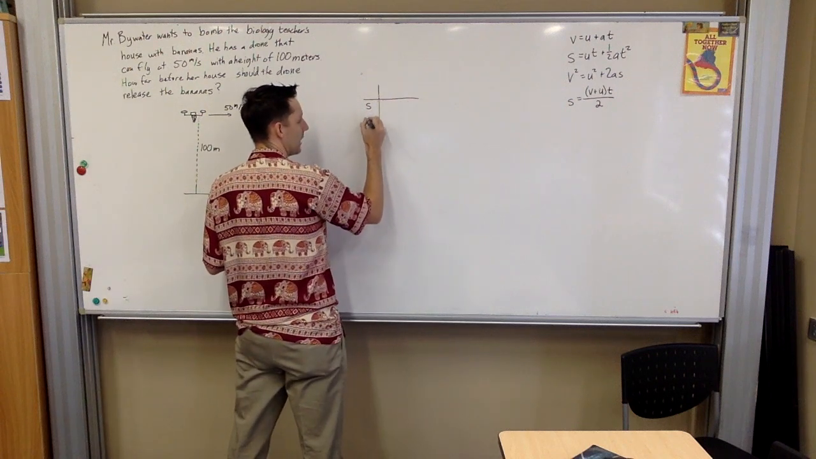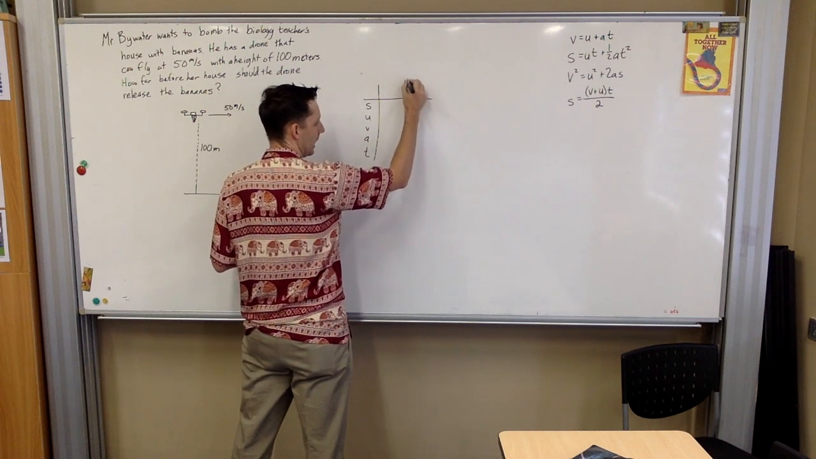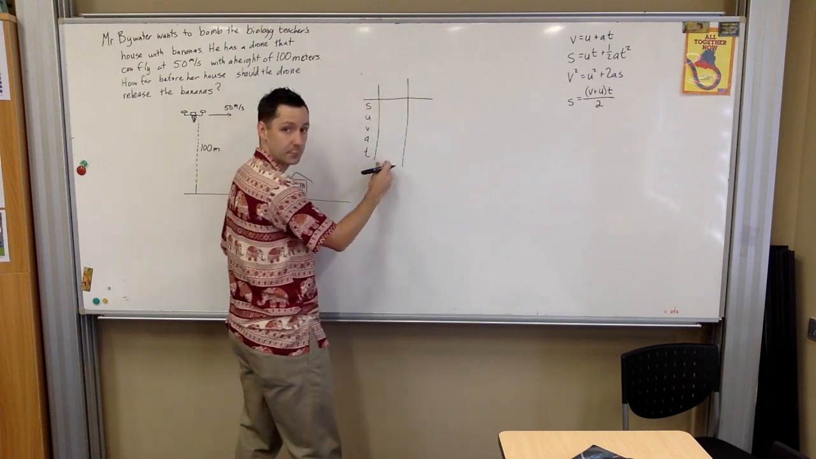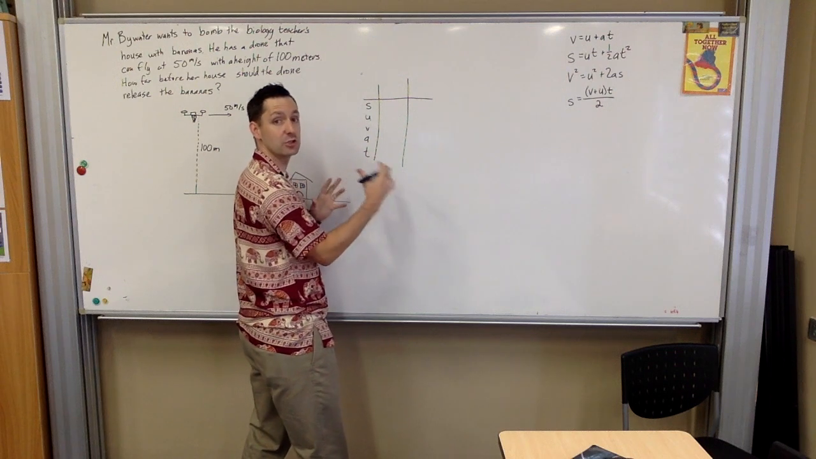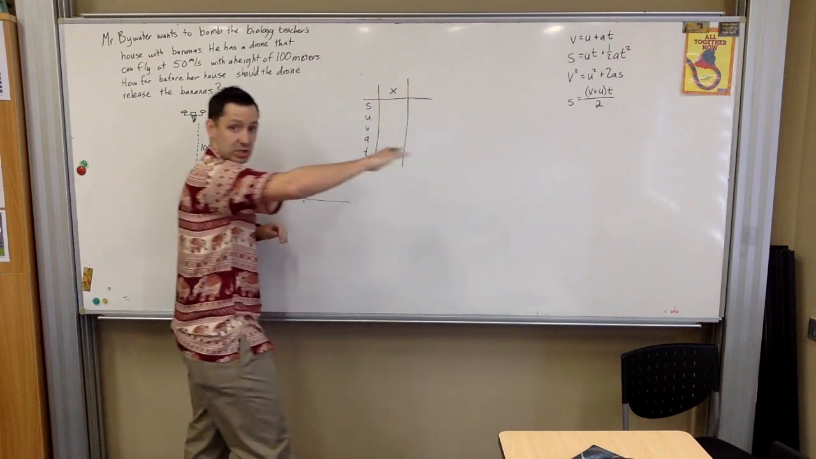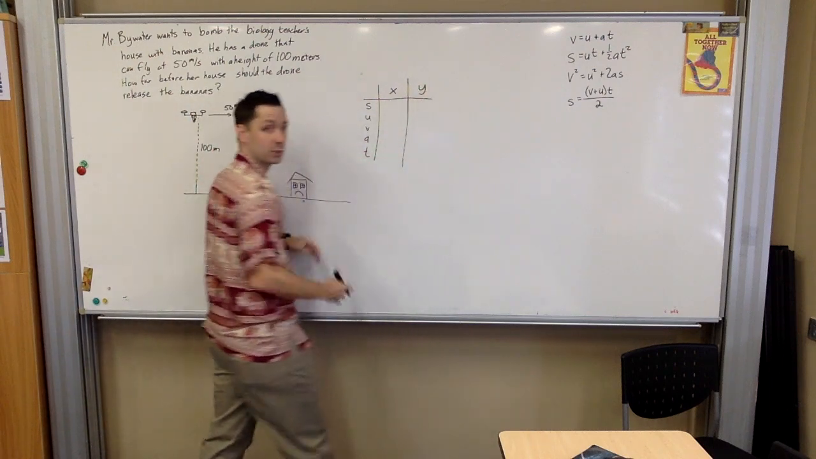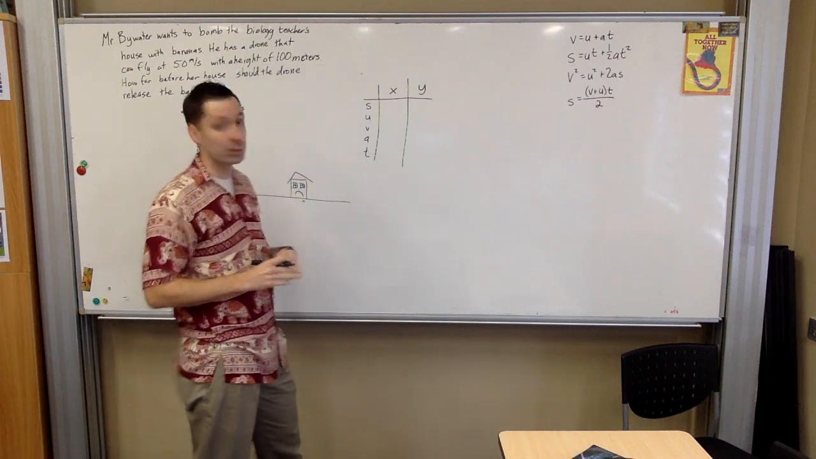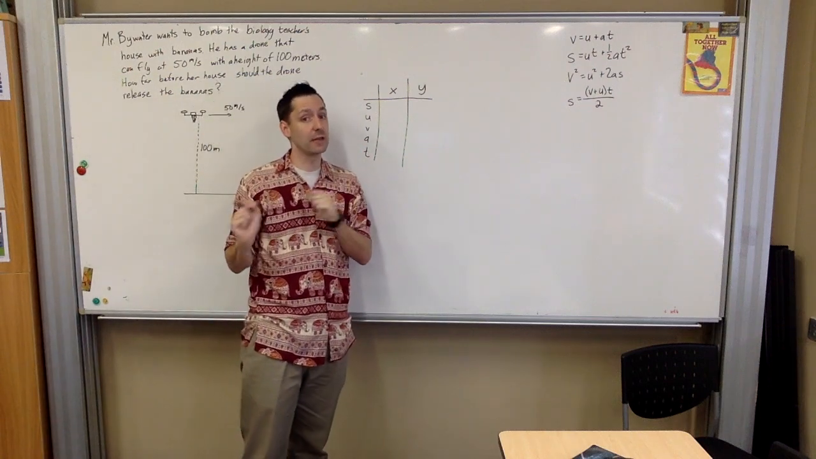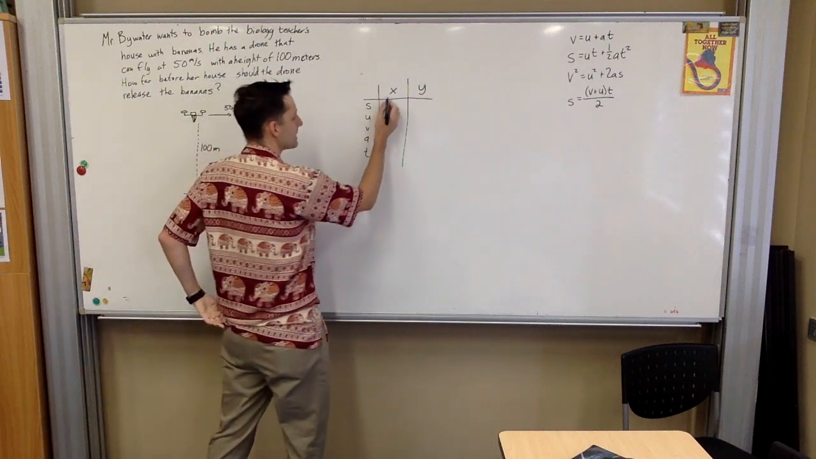Normally we have SUVAT and then just the one column of information. Here we're going to have two sets of data. We're going to have our X, which is the horizontal information, what's happening horizontally, and then Y, which is the vertical information, what's happening vertically. Remember, these are independent of each other. They don't affect each other, therefore we can work with both. All right, so, X displacement.